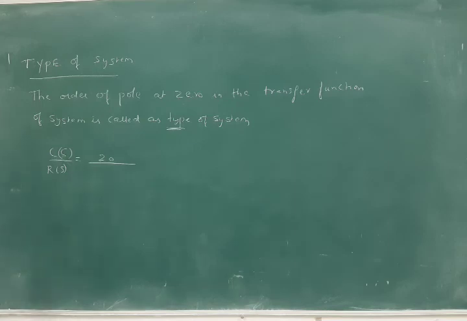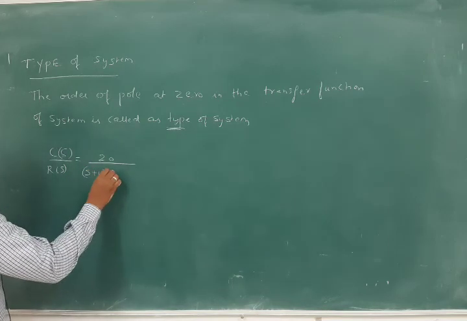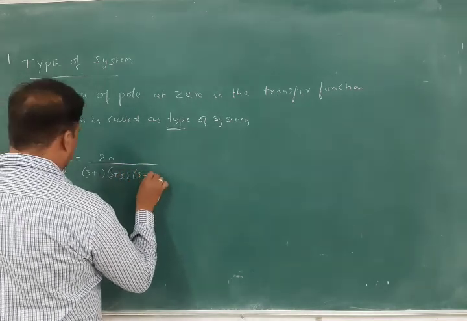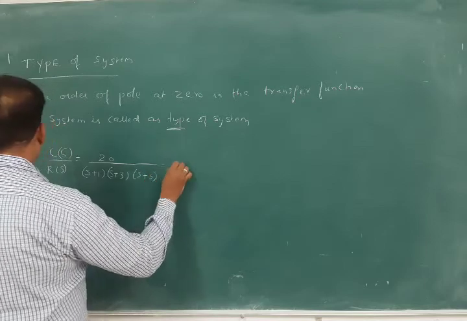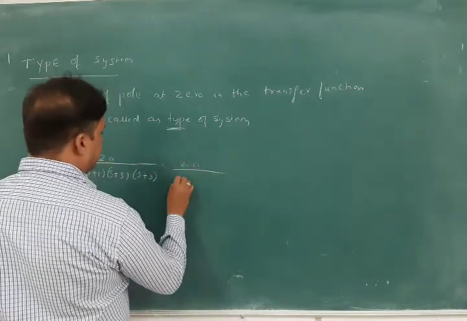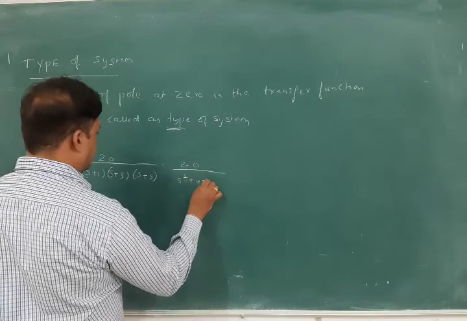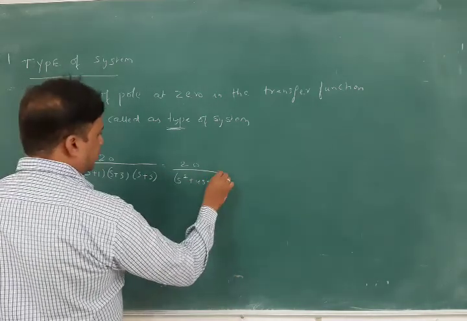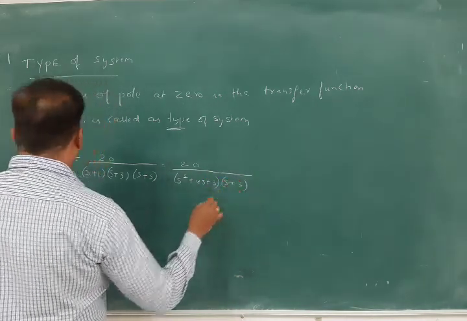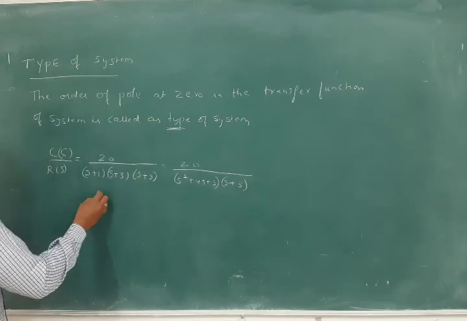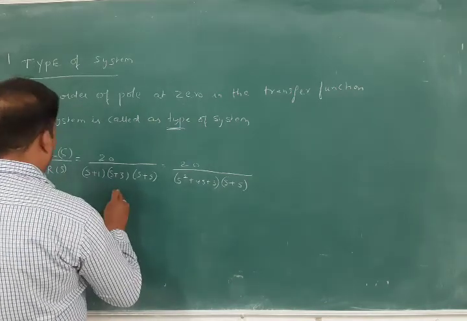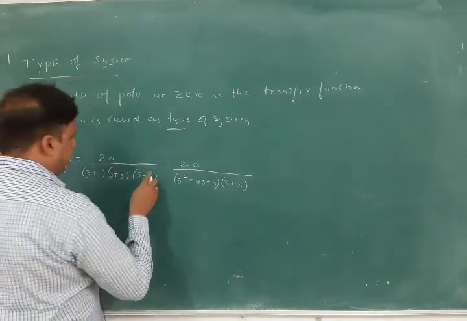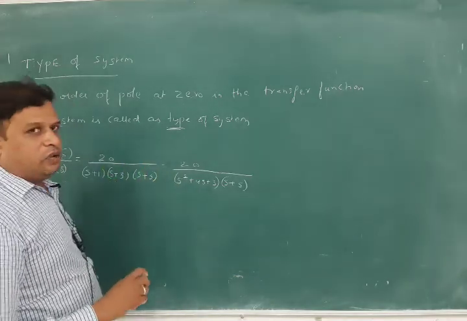20 by (s plus 1) into (s plus 3) into (s plus 5), that is equal to 20 by, as we have done earlier, the same equation I am writing: s square plus 4s, s square plus 3s plus s plus 3, into s plus 5. So this is the order of the system you found for this. And now what is the type of this system? If you write the equation like this also, you can find the type of the system.